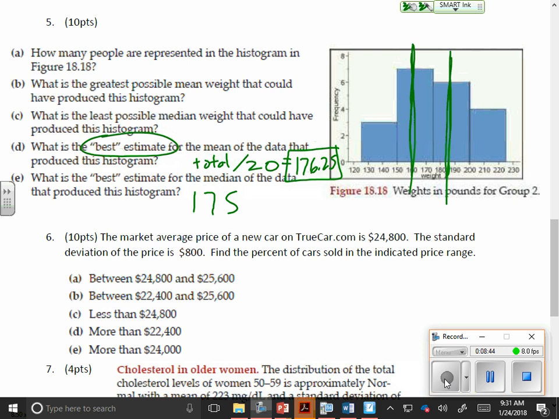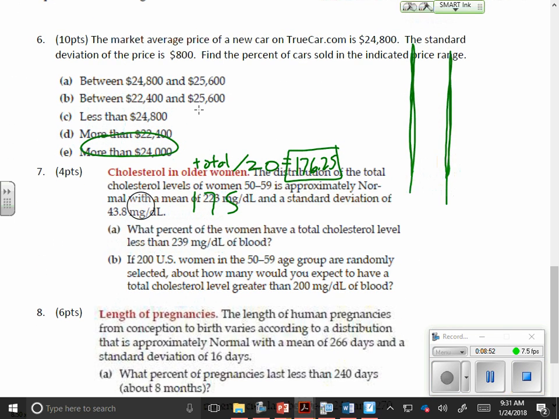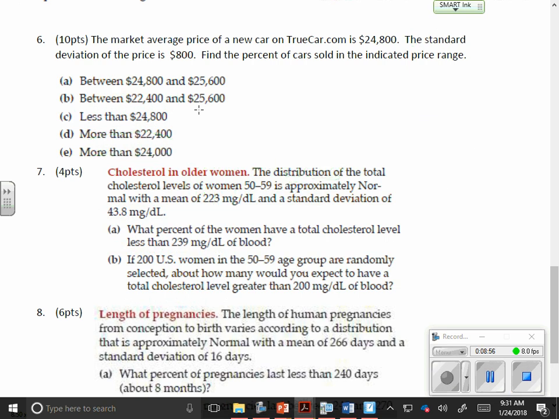Okay. Number 6. So I need to decide if I can get away with using the 68, 95, 99.7 rule. Because the z-score chart will work, but it's a little bit more work. So here's how I can test whether this is going to work in my 68, 95, 99.7 rule.